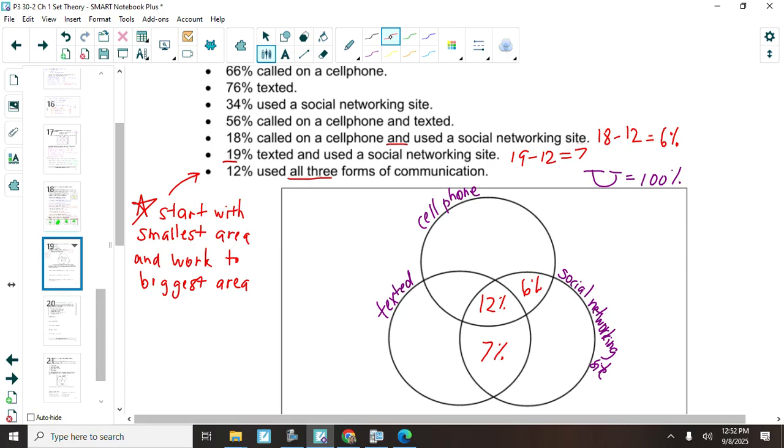So now we have 56 called on a cell phone and texted. So that again is my intersection, my eyeball between the cell phone and the text. So I'm going to do 56. I already have 12 accounted for, so I can do 44.